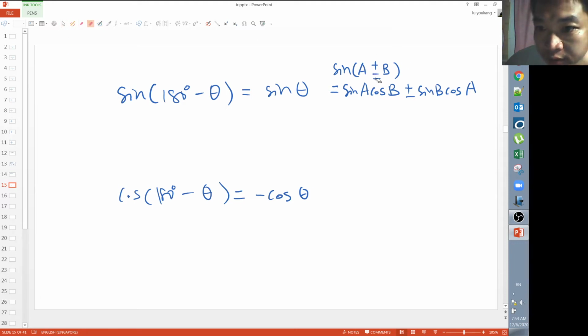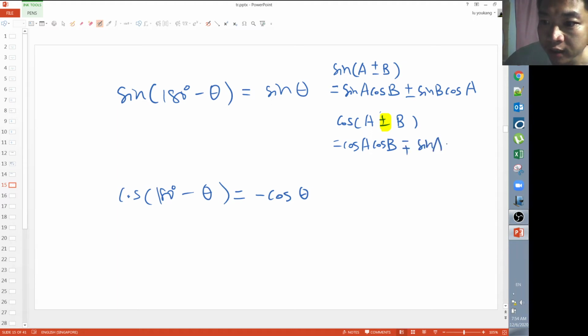Next, if you have cosine a plus minus b, to open the bracket you will get cosine a sine b. If over here is plus minus, for this it is minus plus. You shouldn't get this, but you should get cosine a cosine b. If over here is plus minus, here you should get minus plus, and then you get sine a sine b.